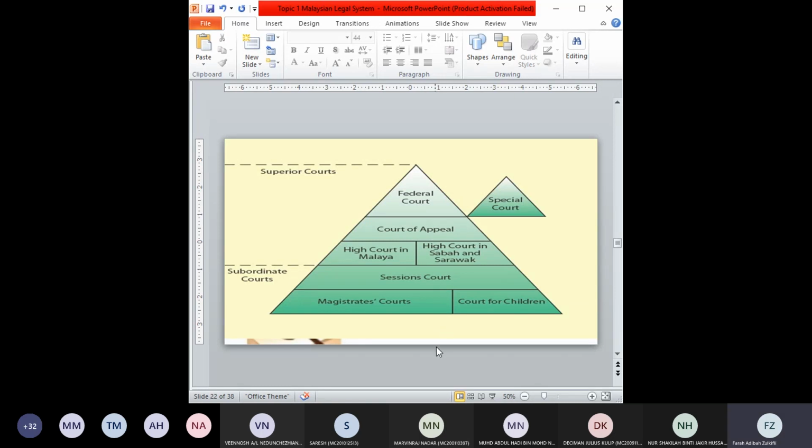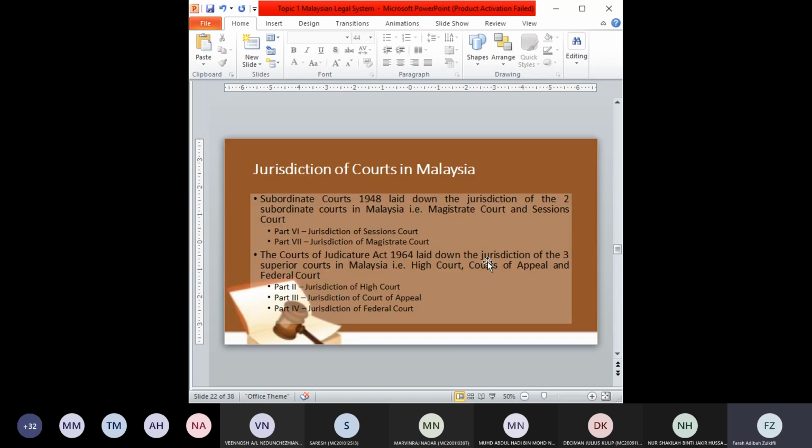to know what their power is and what kind of case they can decide. Okay, and after I explain about the courts, if you still don't understand the powers of the courts, you can ask them.